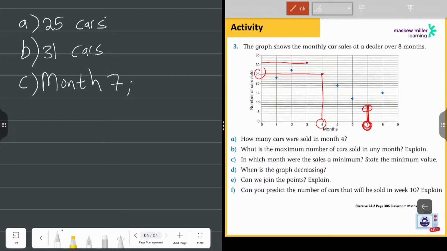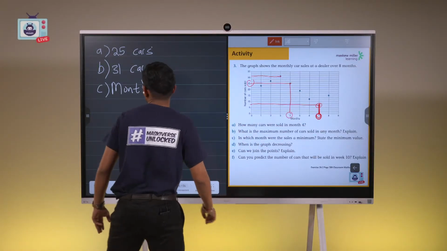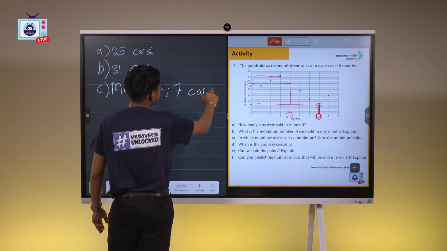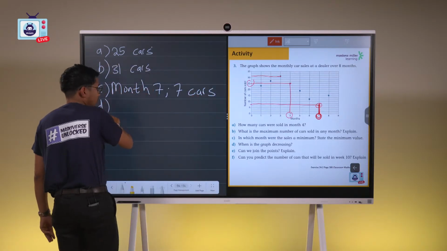The second part of my answer is asking, what is the minimum value? The minimum value is 1 above 5, which is what? 6, right? Sorry, it is 2 above 5, which is 7, right? So it is also 7 cars. So it is month 7, and it is 7 cars as well.